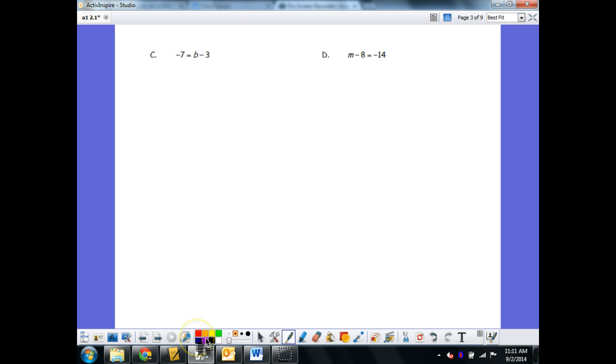Now in C, we are subtracting something from our variable. So to undo the subtraction, we do the opposite operation by adding 3. And once again, since we are adding the same thing to both sides, that is the addition property of equality. And after that, it's just the arithmetic. Negative 7 plus 3 is negative 4, and that is equal to B. And a quick check, is negative 4 minus 3 negative 7? Yes, it is. So we know we got the right answer.